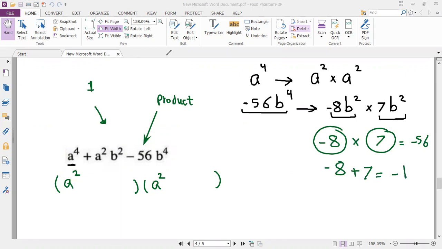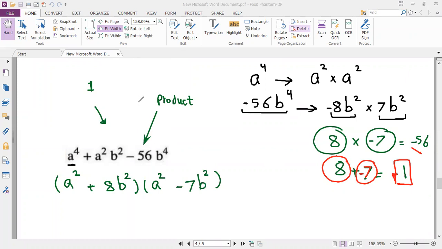But here we have 1, so switch the signs. You write them as 8 multiplied by negative 7. 8 multiplied by negative 7 is negative 56, and 8 plus negative 7 equals 1. So what are the two numbers? They are 8 and negative 7. Their product is negative 56, and their sum is 1. So you write here plus 8b to the power of 2, and you write here negative 7b to the power of 2.